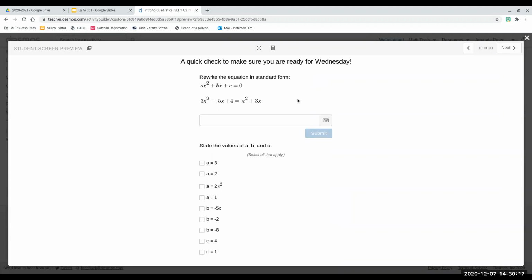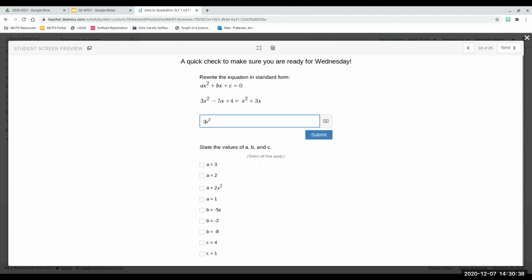So let's take a quick look here. Rewrite the equation in standard form. For it to be in standard form, that means I need all my x squared terms to be by themselves. So I would first need to subtract x squared. If I subtract x squared, my 3x squared is going to become a 2x squared.